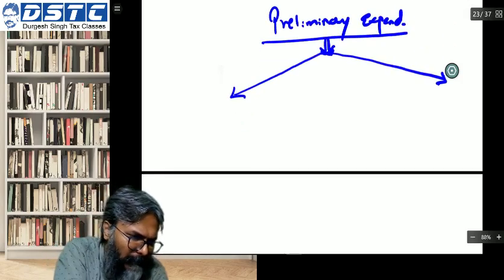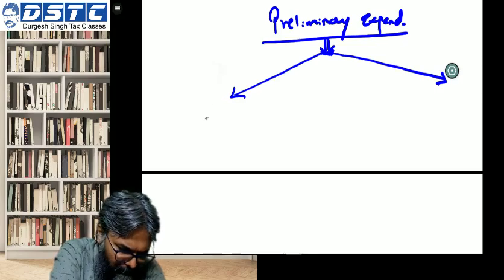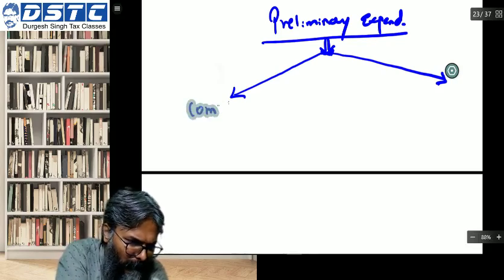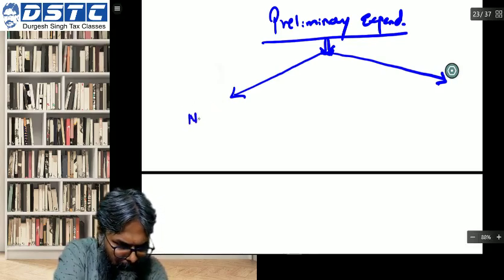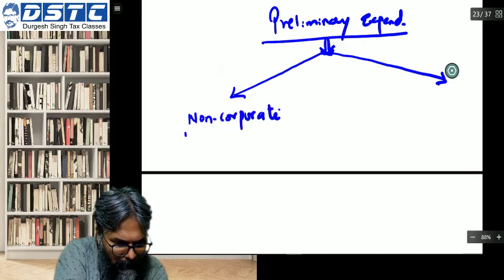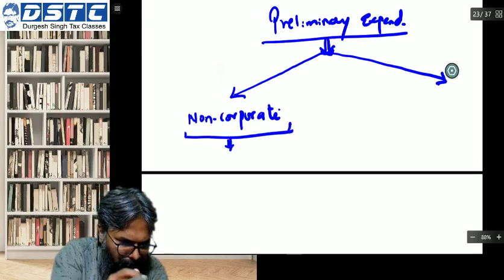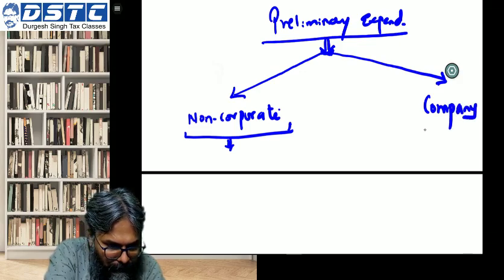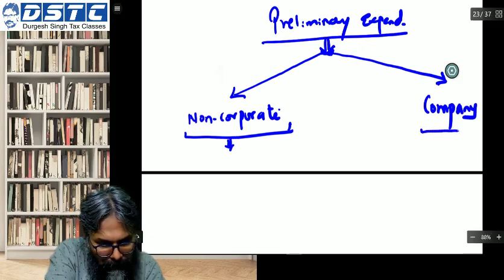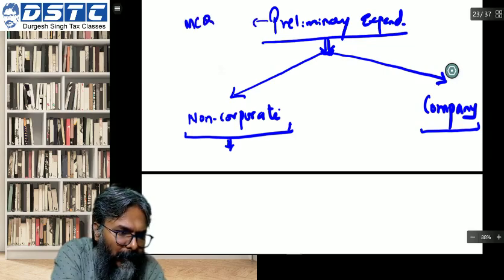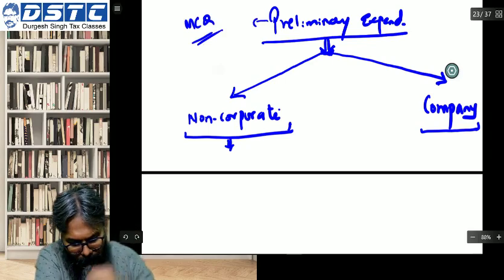So students, here, if you are a company, or I'll say non-company first, for a non-corporate, and for a company. Again, this section you can write for MCQ, it is important.